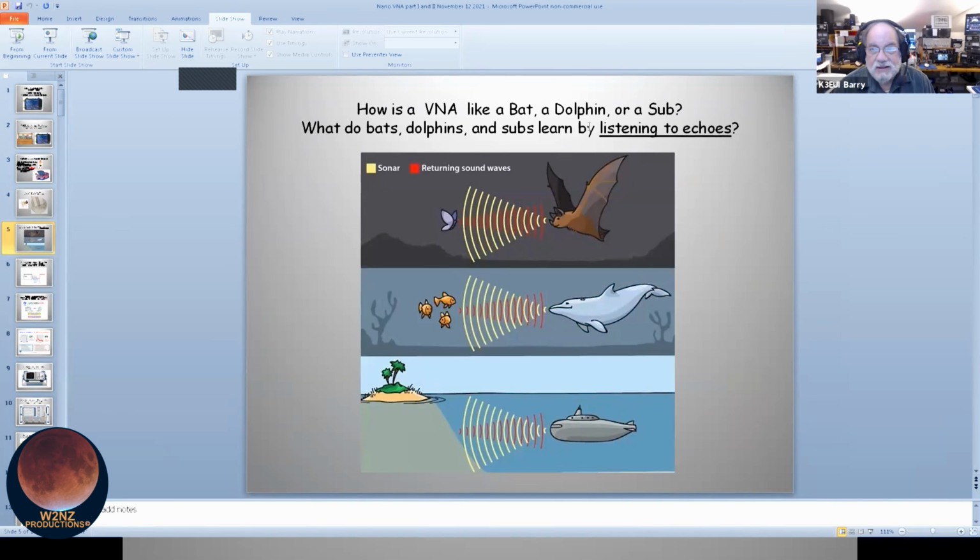Bats, dolphins, submarines. They all emit something, and from what comes back, they learn something about their environment. I thought, that's exactly what this little VNA is. Now, bats, dolphins, and subs, we're talking about sound, sonar. And with the Nano VNA, we're talking about RF. But the idea is the same. And here I think we can visualize.